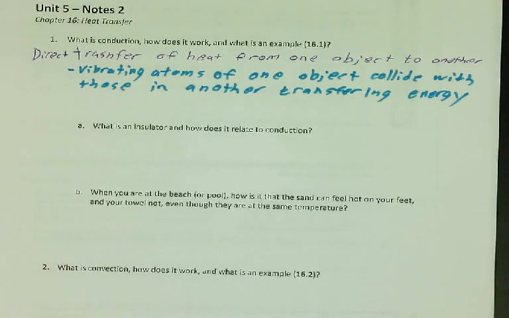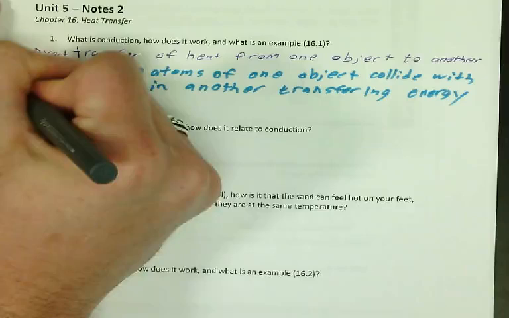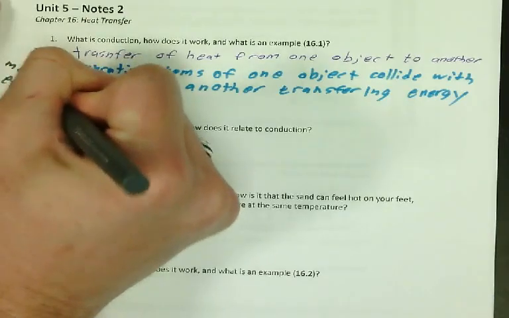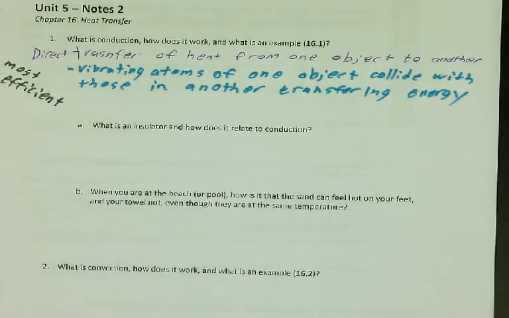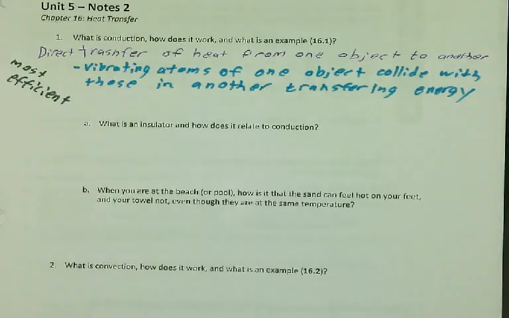This is, by the way, the most efficient form of heat transfer. If you want to heat something up quickly, this is how you do it. This way heats it up faster than anything else. Okay? You all know this because you've all grabbed hot things before, and it feels hot immediately. Because it transfers heat really well this way.